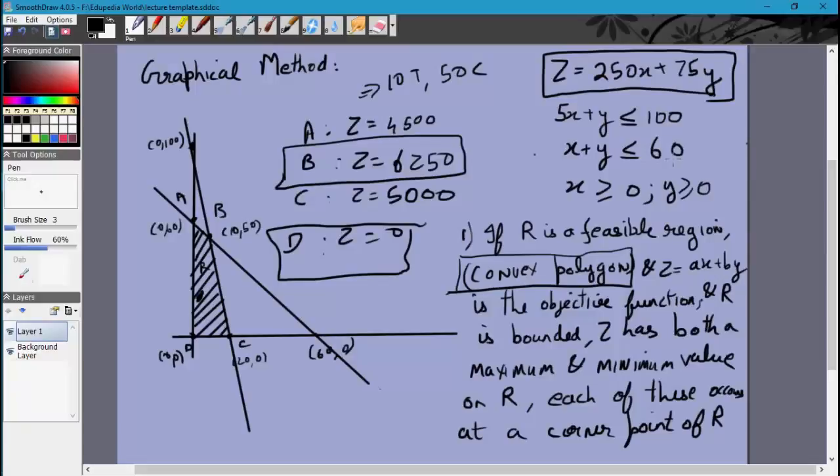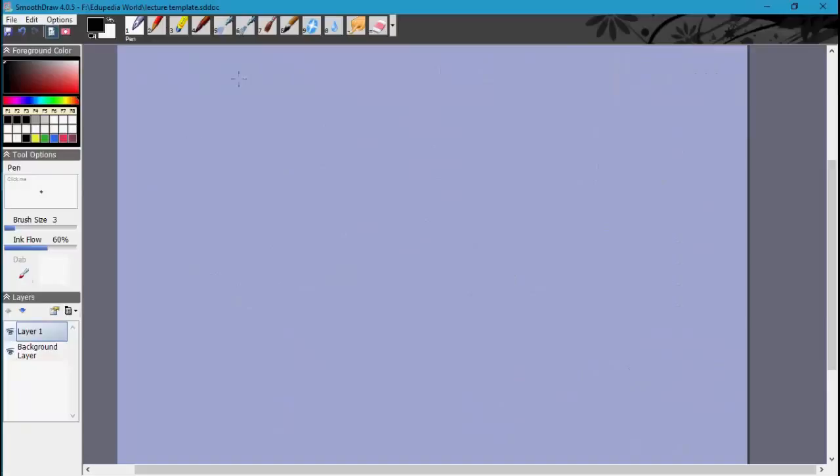And this whole method of solving is referred to as the corner point method.